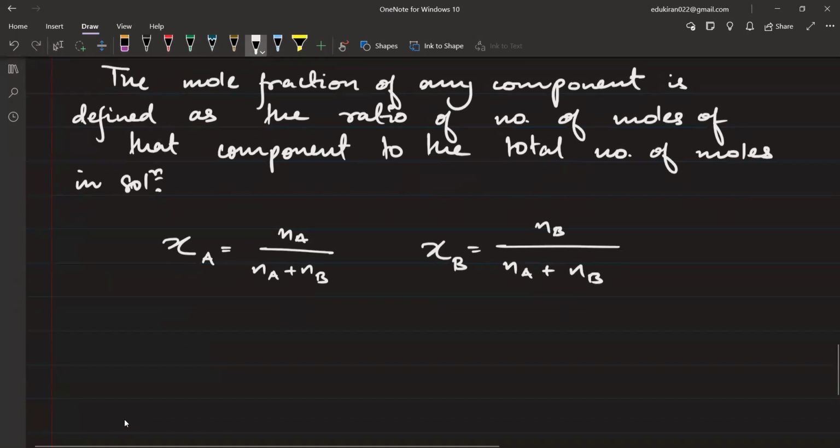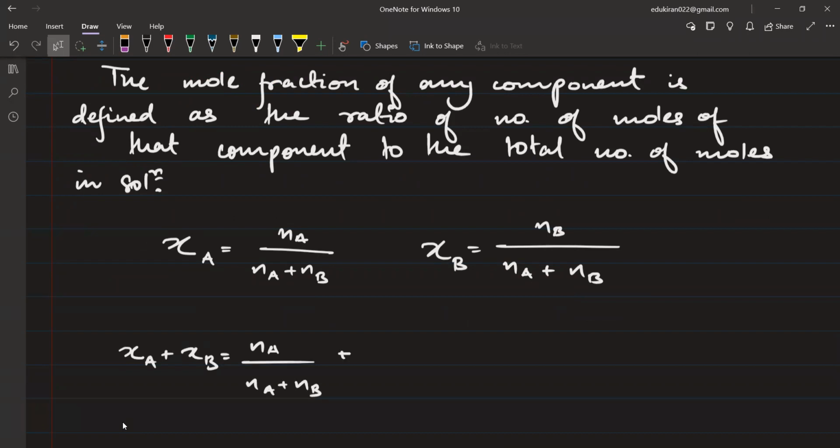Right? Now, when you add chi A plus chi B, it is equal to the number of moles of A divided by the number of moles of A plus the number of moles of B, plus the number of moles of B upon the number of moles of A plus the number of moles of B. Now here the denominators are the same, so we can add the numerators also. The number of moles of A plus the number of moles of B divided by the number of moles of A plus the number of moles of B. This will be equal to 1. So if I have a binary solution, the sum of the mole fractions of each component will be equal to 1. The sum of the mole fractions of each component will always be equal to 1. Write this down. Let me know if you have any doubt here in the definition or in the formula. Then we will do some problems.